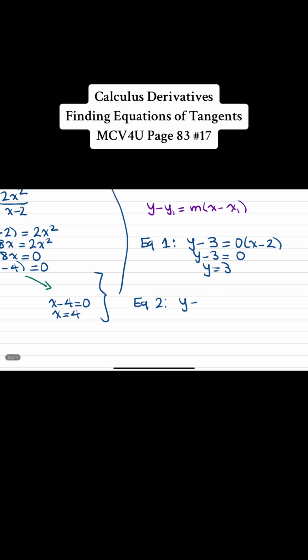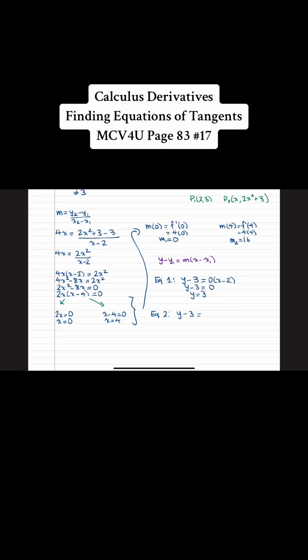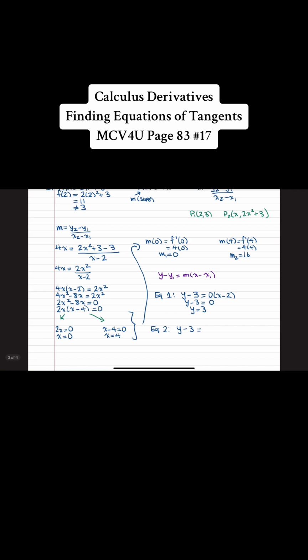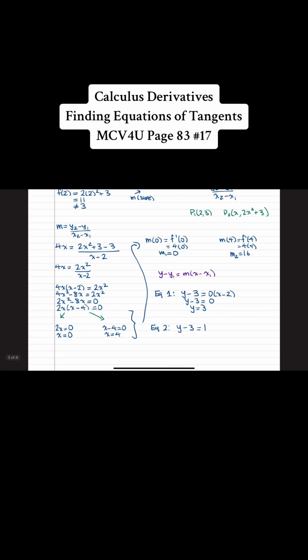Our equation number 2 will be y minus 3 is equal to the second slope, which will be 16, multiplied by x minus 2.